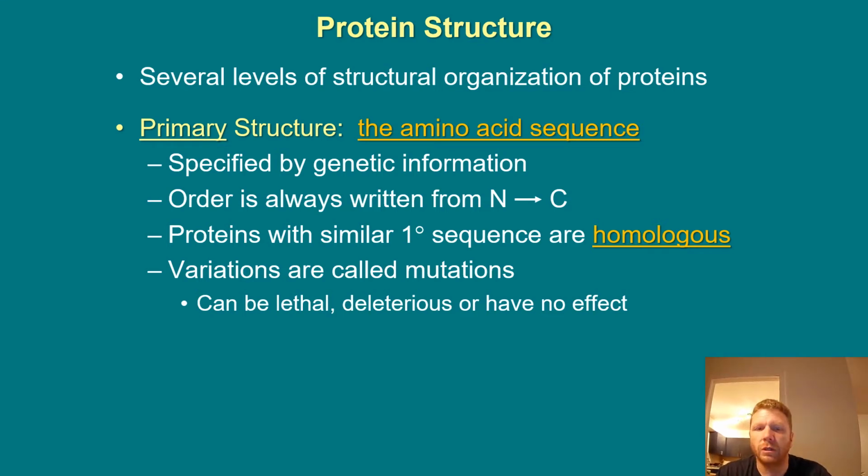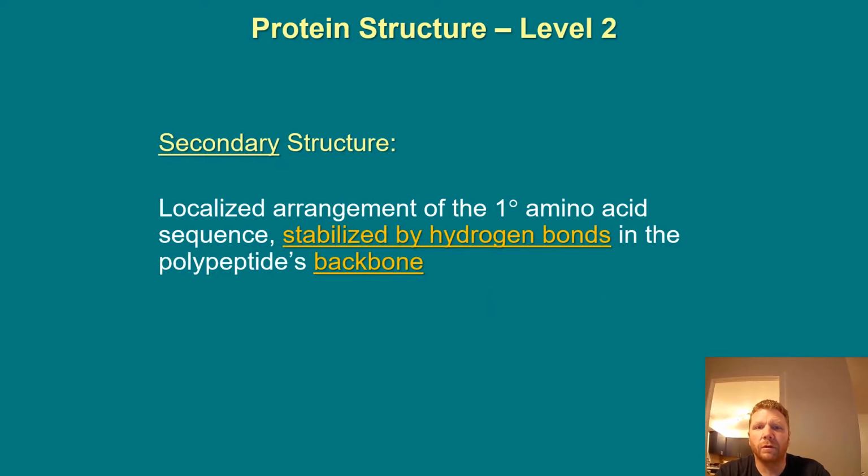Now variations within those, also known as mutations, you've probably heard about like missense mutations and silent mutations. Well, that would be on your nucleotide level. You can have primary structural protein differences that can ultimately be lethal. They could be deleterious to the protein, or they could have no effect whatsoever.